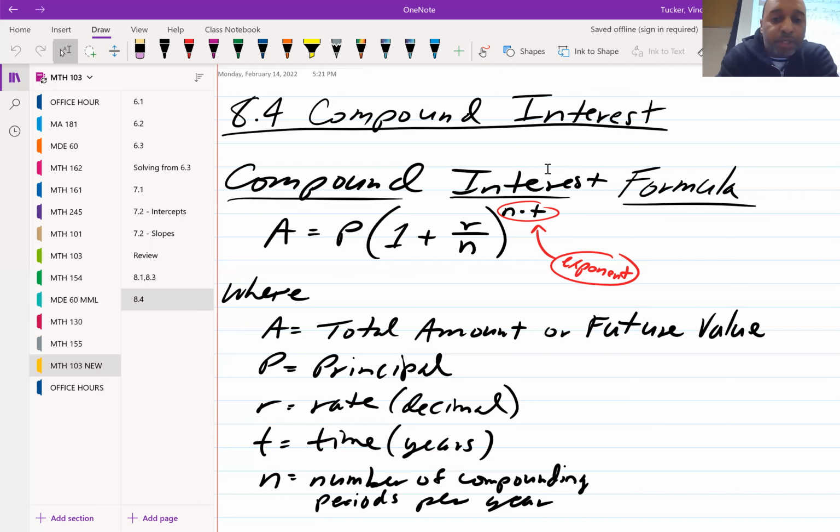R is your rate, which, don't forget, you need to convert to a decimal. T is your time in years. And N is going to be the number of compounding periods per year. Basically, the time in between the times that the interest is applied to your principal. So we're talking about the number of times interest is applied to your principal within a year.